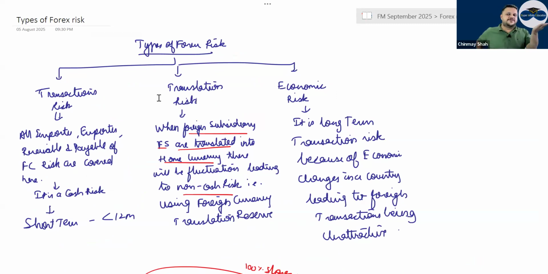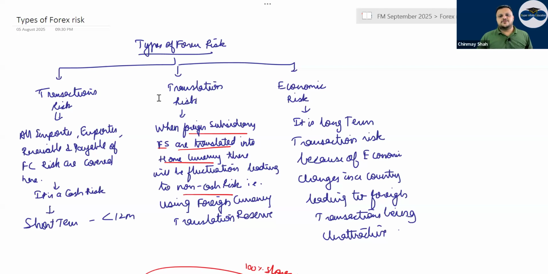Translation risk is when a subsidiary is in one country and the holding company is in another, and you have to make a consolidated financial statement of the whole group. In that case you have to convert the transactions from one currency to another. What rate to use? You will use different rates for different assets and liabilities. But actually no money is transferred from here to there, so all these differences are taken care of through a foreign currency translation reserve account. It is generally a non-cash risk.